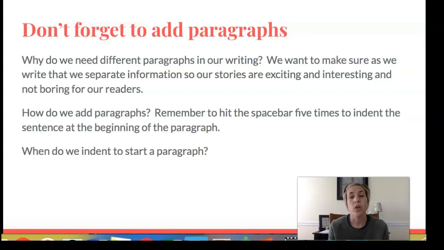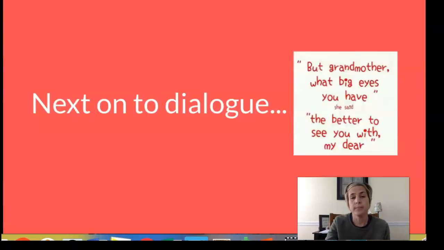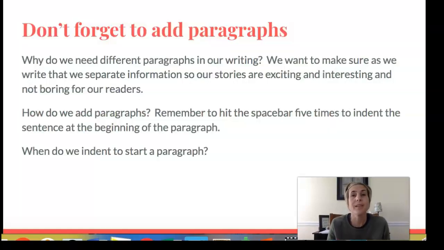When do we indent to start a paragraph? Well, we are going to do that 3 different times. You are going to do it when time has changed, when a different character is talking, and when you have introduced a new character or a new part of the story.